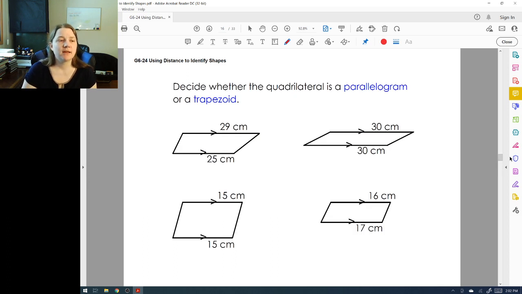Go ahead and try to pick out which 2 are parallelograms and which 2 are trapezoids. You should find that we have a trapezoid, a parallelogram, and a trapezoid, because parallelograms need to have both sets of sides measuring the same amount. Trapezoids will only have one set of sides that are parallel. Parallelograms end up having same measured sides.